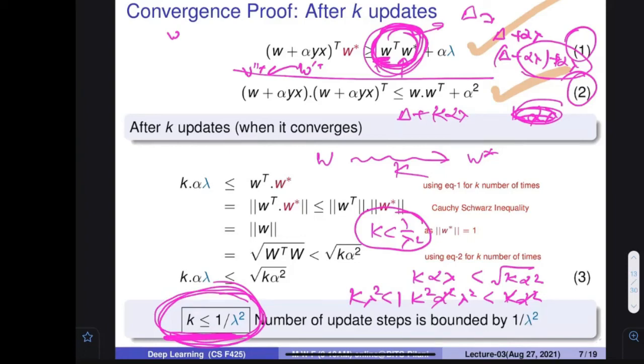Sir, I have a doubt about the iteration. In the second iteration, should we write W plus 2 alpha y x transpose W star greater than or equal to W plus alpha y x transpose? No, no, you need not write that, because all those things are incorporated into the W itself.